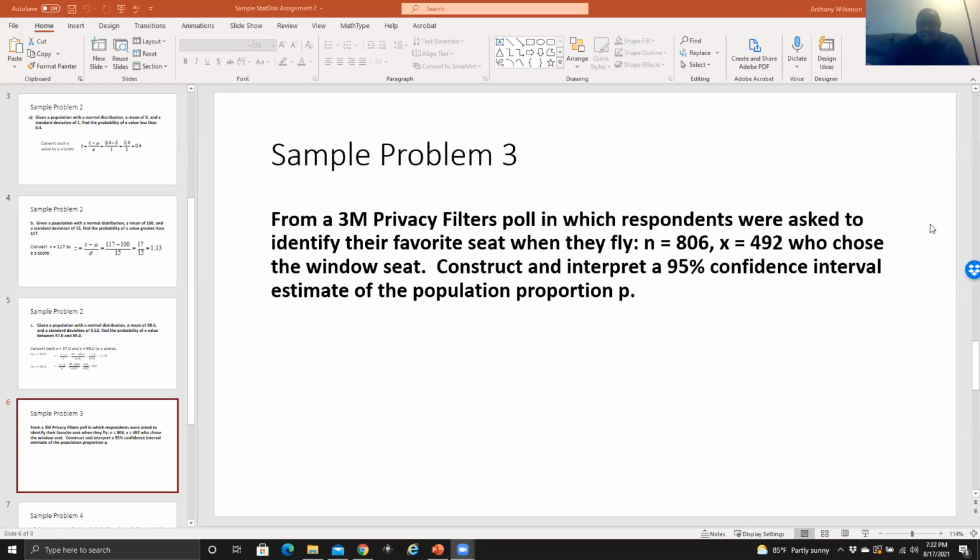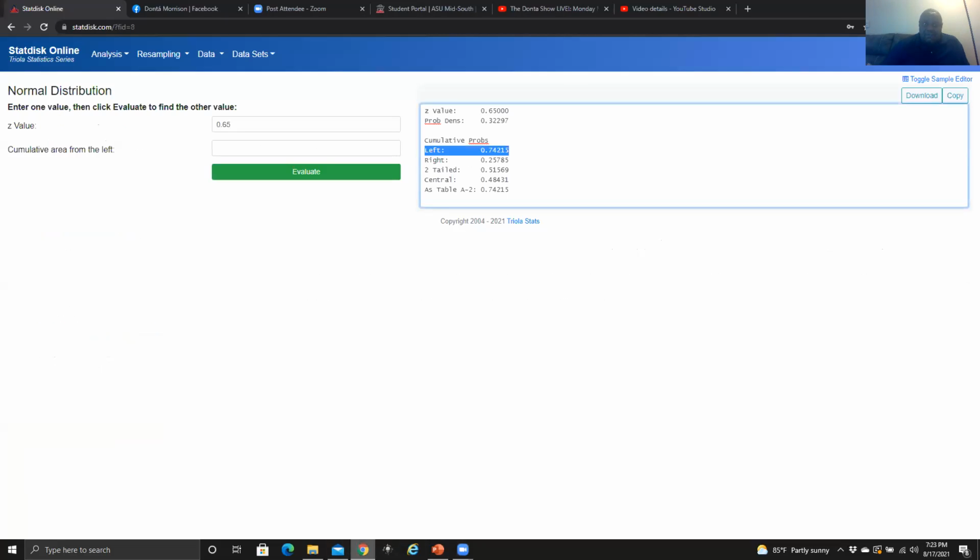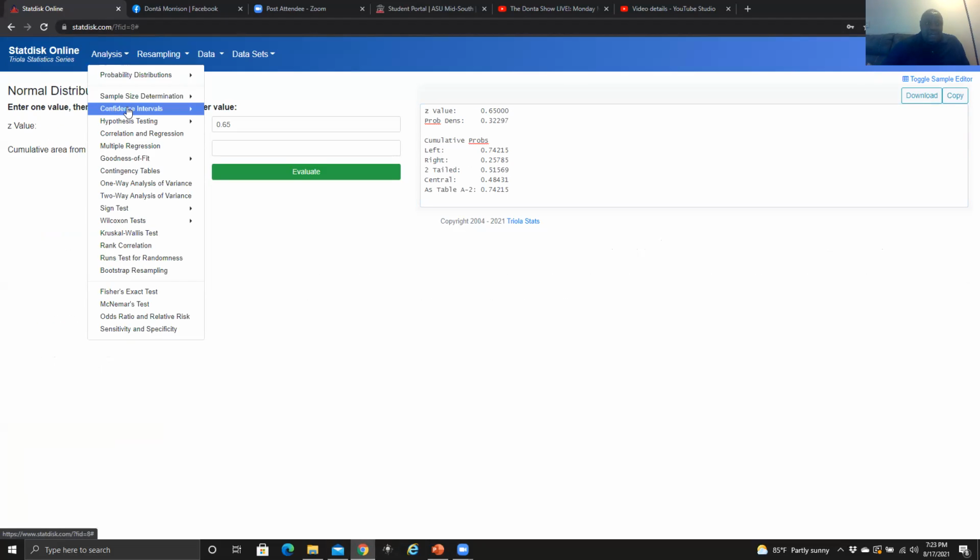I don't know if y'all didn't see sample problem number 3, but here it is right here. So here we're constructing a 95% confidence interval estimate. We can do that on StatDisk. So let's go to StatDisk. This time we're going to go to analysis, and then we're going to go to confidence intervals. Now, the one we want to select, since we're dealing with a proportion, is proportion one sample.